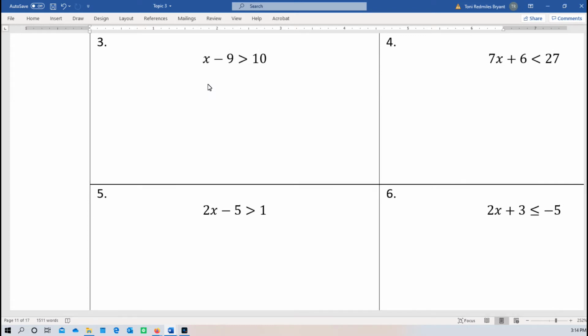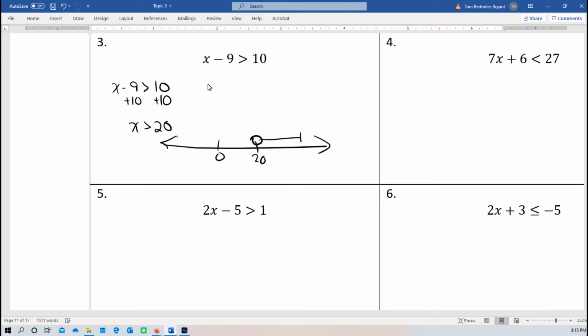Now in this one, the 9 is subtracting x. So to do the opposite operation, I actually have to add it. And it says that x has to be greater than 20. If I graph that possibility, I have to have an open circle because 20 is not included in the set. And it's all the stuff to the right.